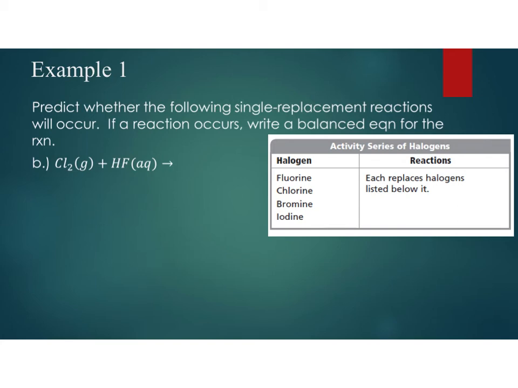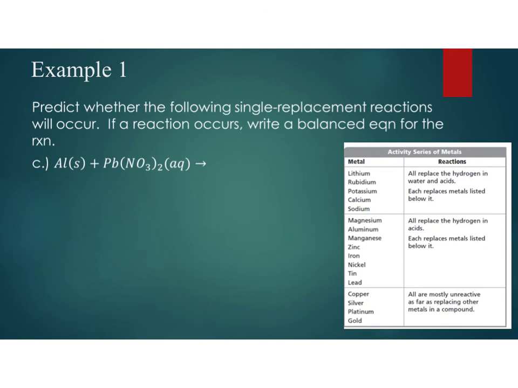For part B, we have chlorine is going to react with hydrofluoric acid, and we have to see if this is something that's going to react. So I have chlorine, and this is a halogen, and so is fluorine. So I have to look and see, will chlorine indeed replace fluorine? Well, chlorine is right here, and fluorine is right here. Chlorine would be going up to fluorine, and so because chlorine is below fluorine, this tells me that I'm going to get no reaction. And you can either write out no reaction, or you can just write NR.